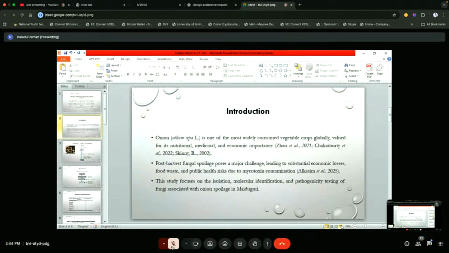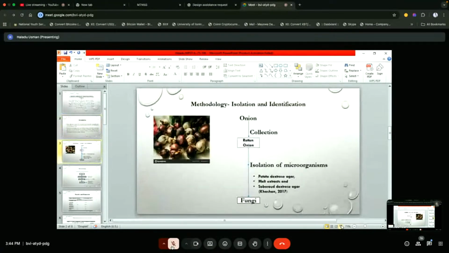Onion is one of the most widely consumed vegetable crops globally, valued for its nutritional, medicinal, and economic importance. Fungal spoilage poses major challenges, leading to substantial economic losses, food waste, and public health risks due to mycotoxin contamination. This study focused on the isolation, molecular identification, and pathogenicity testing of fungi associated with onion spoilage in Maiduguri.